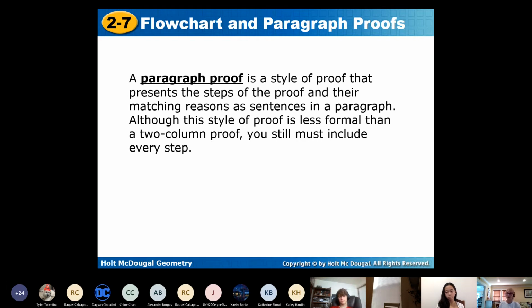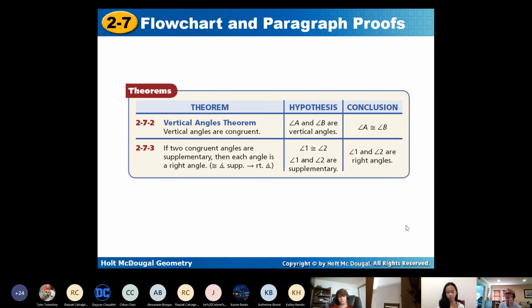All right. This one won't take as long, but a paragraph proof is just what it sounds like. A style of proof that presents the steps of the proof and their matching reasons as sentences in a paragraph. This style is less formal, but you still need to include every step. So if you are the type of person who likes to write out your sentences, you might like this. Here is what I want you to write down in your notes.